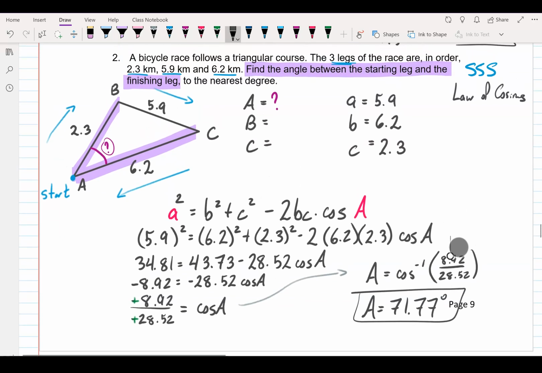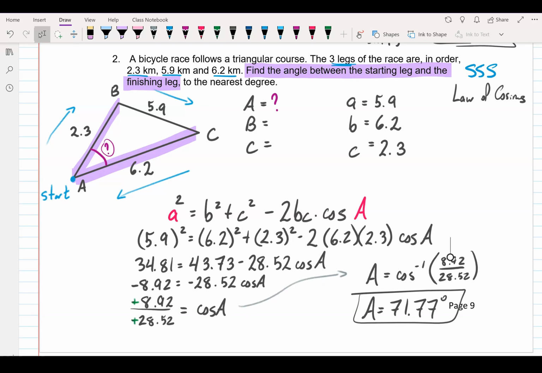And let's see. Did we answer the question? A bicycle race follows a triangular course, 3 legs of the race. Okay, find the angle between the starting leg and the finishing leg. That's angle A. It looks like I answered it. If we wanted to fully solve the triangle, we would need to go ahead and solve for side B and side C, and you would likely want to use sine law for that, because at this point we have this, and we can solve for any other piece by that. But we weren't asked for it, and so we won't solve. As simple as that. Just answer the question as it's posed, and don't do any extra work.